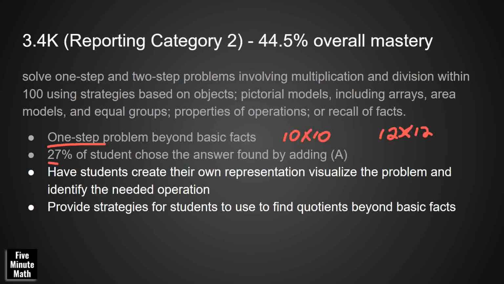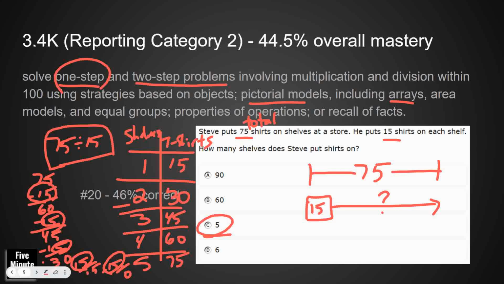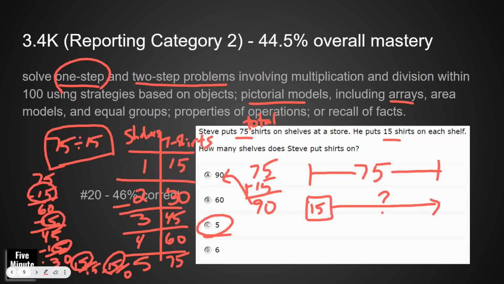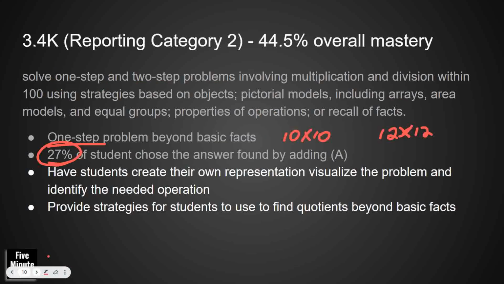And 27% of our students chose the answer found by adding, A. So let's look at 75 plus 15, right? You just add, you're going to get A. So when we have 27% of our students choose that, and only 46 got the correct answer, that means that was a huge distractor. And when you just take all the numbers and add, that means you really don't know what's going on.